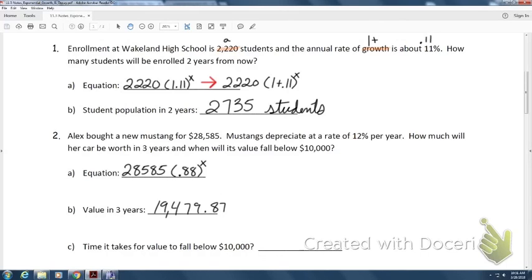On C it says time it takes for the value to fall below 10,000. So how can I solve that? Put in y equals. I go to the table and I look for the first x value when the y value is below 10,000. So how long would that take, Miss Bryan? 9 years.